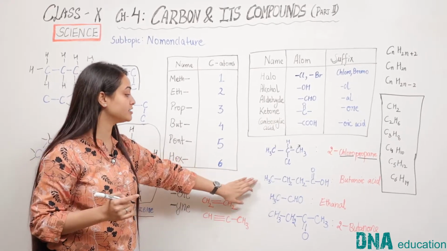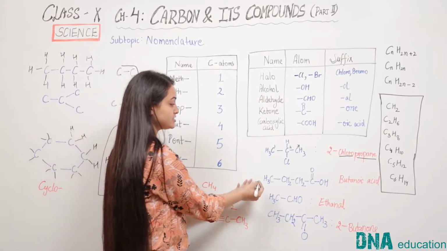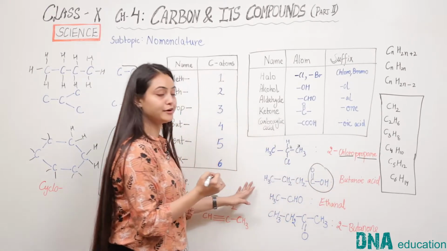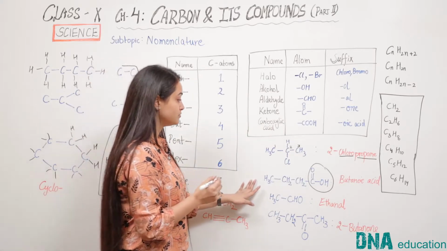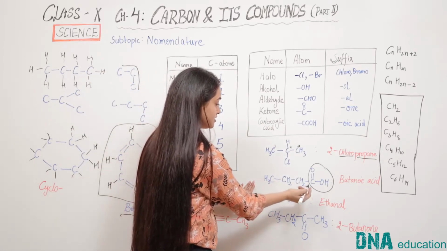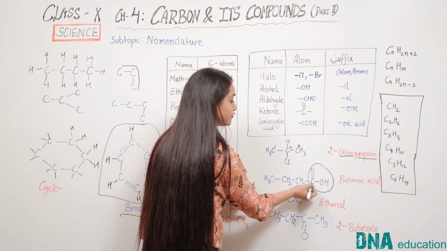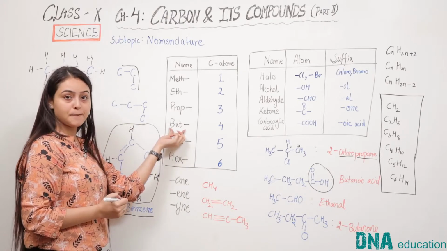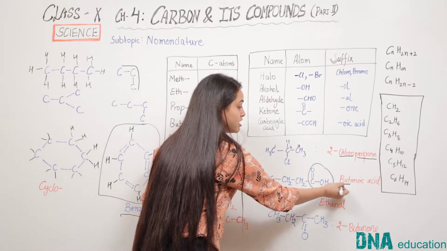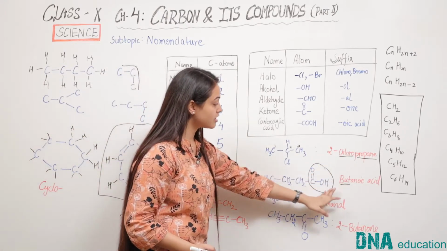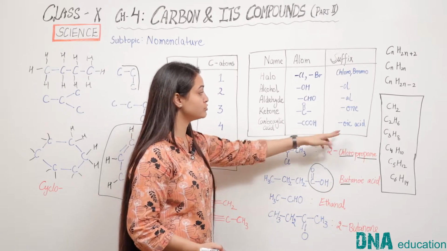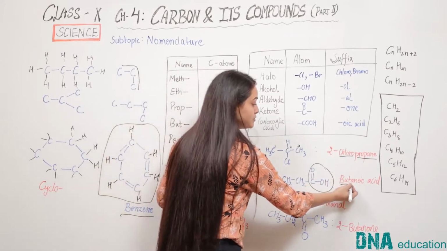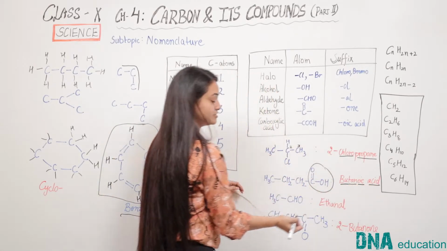Now let us look at another example. In this we can see that there is a COOH group in the end of the compound. So now you can see that there are 1, 2, 3 and 4 carbon atoms. So we will use the prefix but, and this is a carboxylic acid group, so we will use the suffix oic acid. So it became butanoic acid.